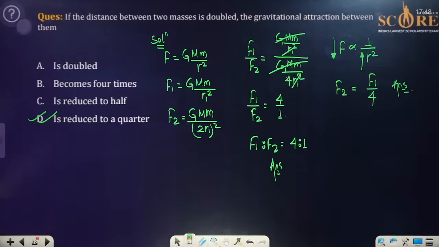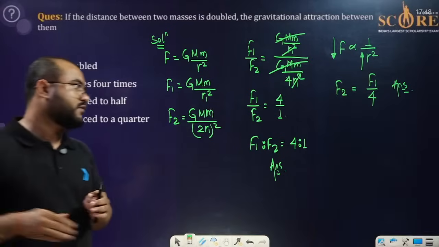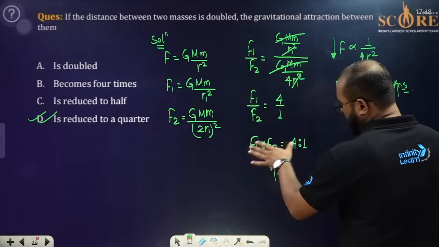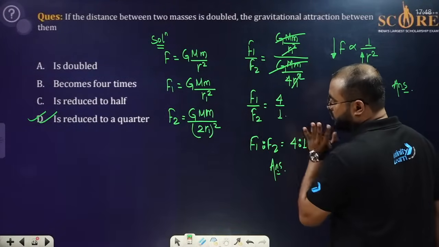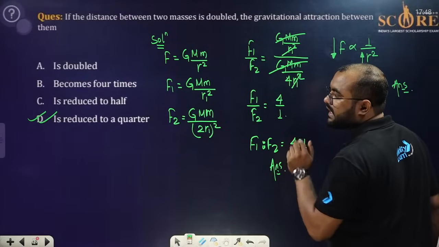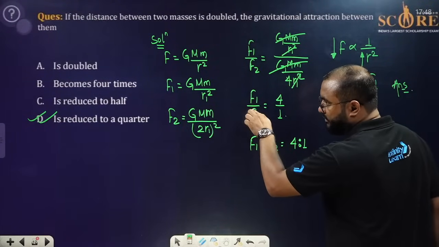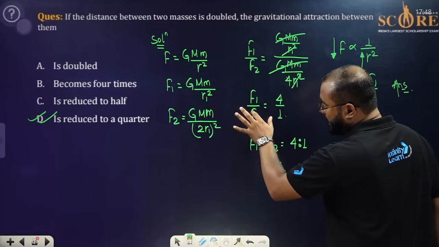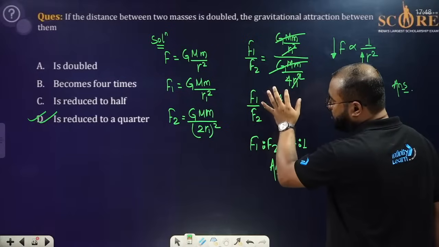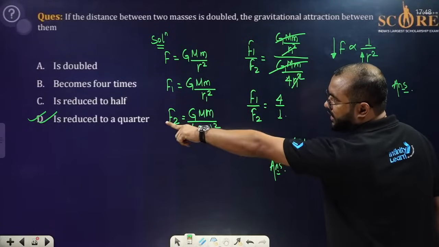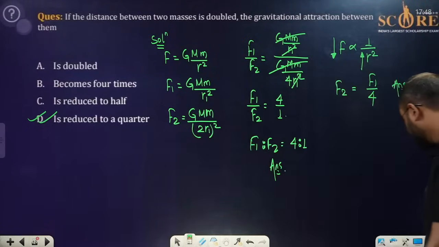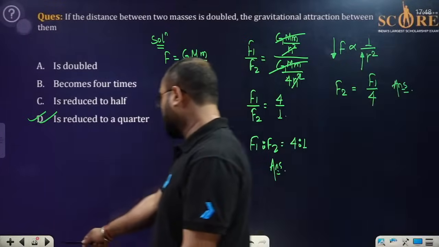Fine. Okay, this is what it is. Our result, F1 by F2, is 4:1, but the question is saying the moment it is getting doubled, then what is happening? So it is talking about F2. If you want to find F2, you can clearly understand F2 will be equal to F1 by 4, that is reduced to the quarter. Option D. Fine. Let us move to the next one.